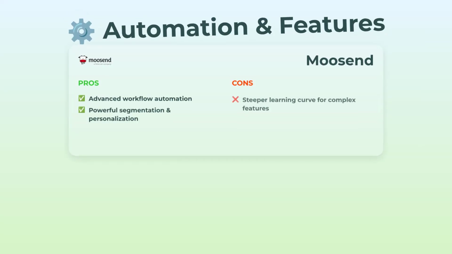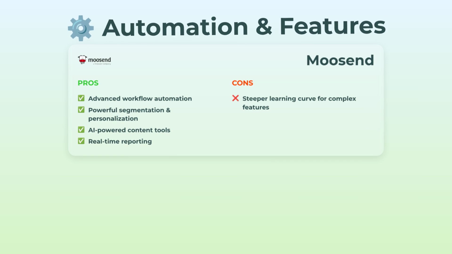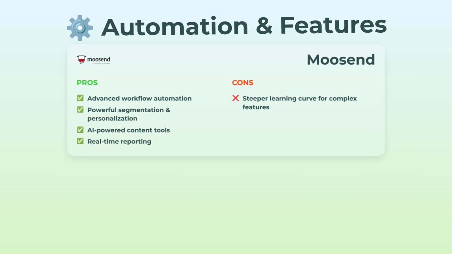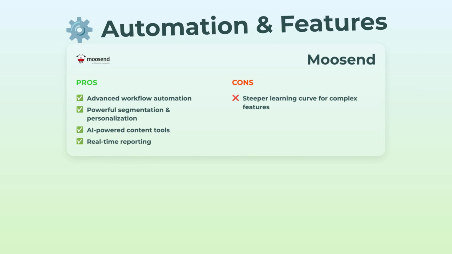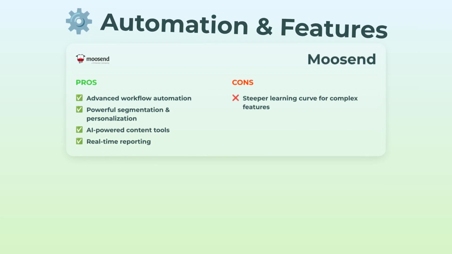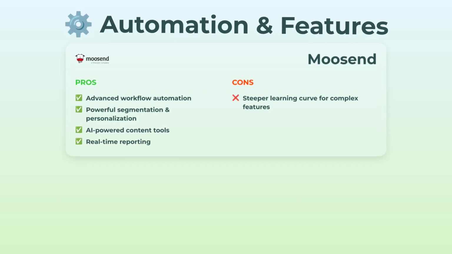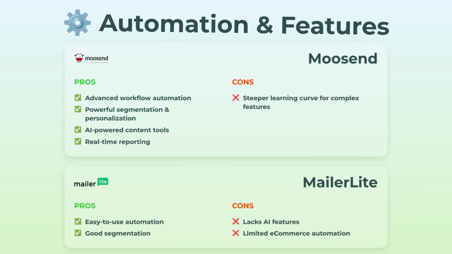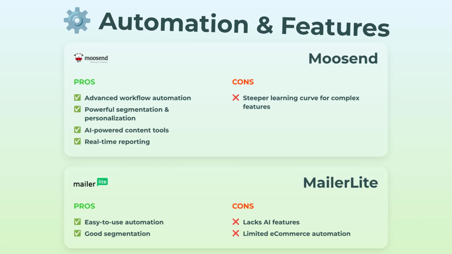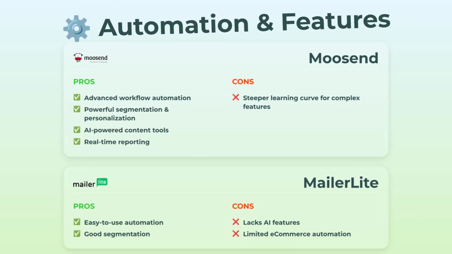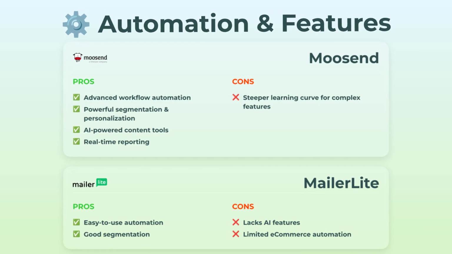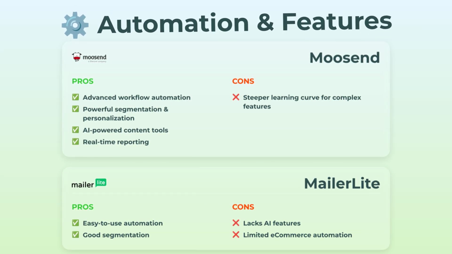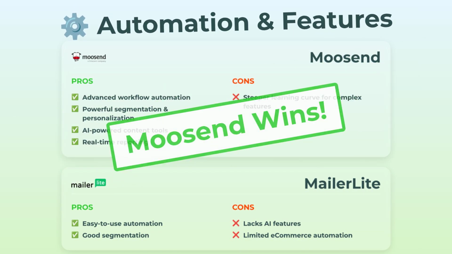All right, let's talk automation and features. Moosend is like, wow, crazy advanced. You're looking at custom workflows, killer segmentation, personalization options, and they've even tossed in some AI magic for writing and tracking. Real-time reporting? Of course. The trade-off is, it's not click and set simple. Expect a bit of a learning curve, especially if you dig into the deep stuff. Then there's MailerLite. Its automation is way easier to use and segmentation works fine, but don't expect any AI bells and whistles or fancy e-commerce automation here. So, if you want powerful features, Moosend is the clear winner.